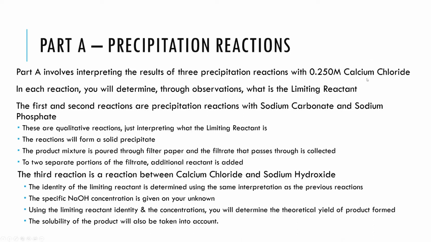Based on what the reactants are, you can determine what the products will be. From the solubility of those 2 products, you can determine what is the solid that actually forms. And in the secondary test in lab, you can determine what is the limiting reactant. Is it the calcium chloride, or is it the unknown, either sodium carbonate in reaction 1 or sodium phosphate in reaction 2? The third reaction works just the same way.